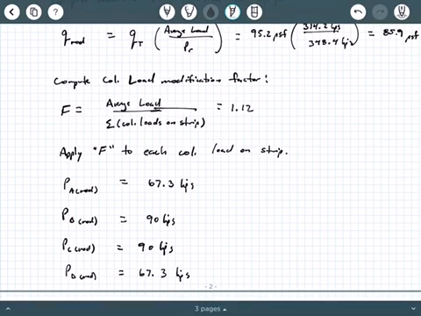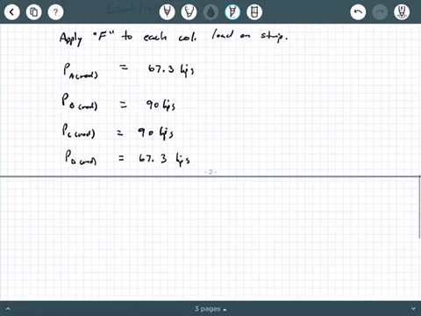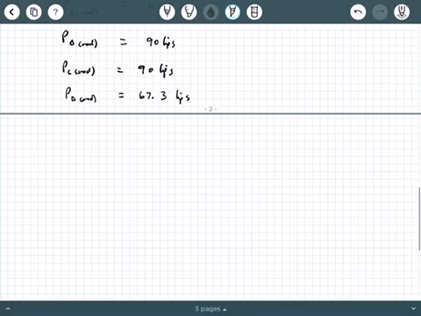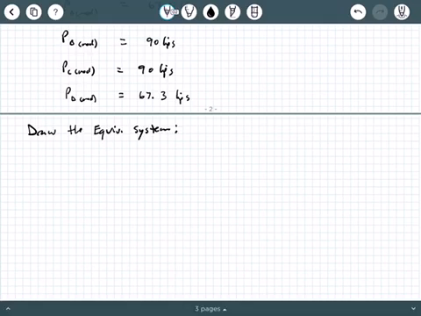So we say next, apply that column load modification factor to each column on the strip. For the column load at A, I said 60 kips times 1.12, and that's how I got the 67.3 kips as the modified load on column A. And then I did that for all four of the columns on that strip. Now the next thing we're going to do is draw the equivalent system for that strip. Here's what this is going to look like.